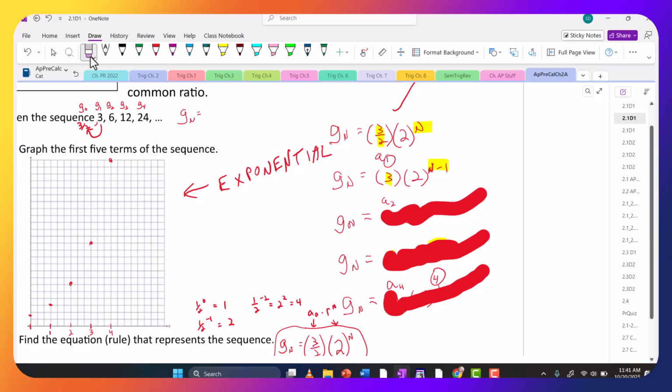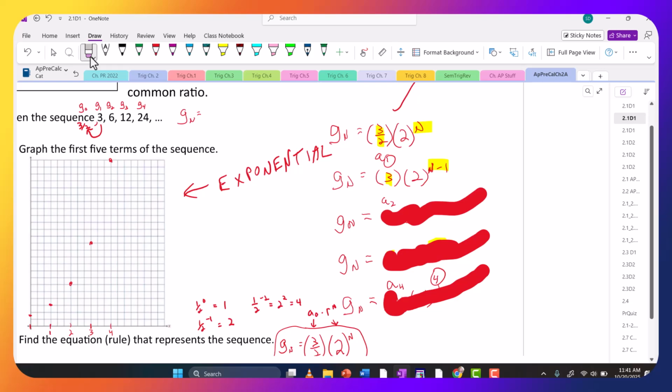But then look at what I did. I started with the first term. Well, then your power has to be n minus 1 then. So same r value, but I started with a sub 1 instead of a sub 0. That means the power must be n minus 1.